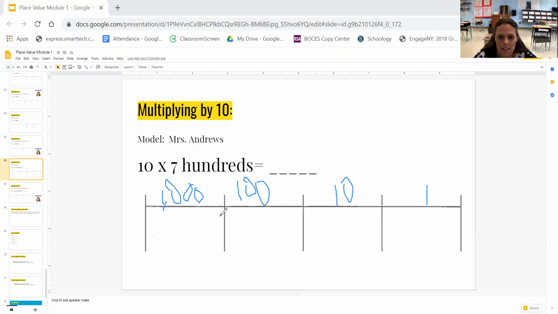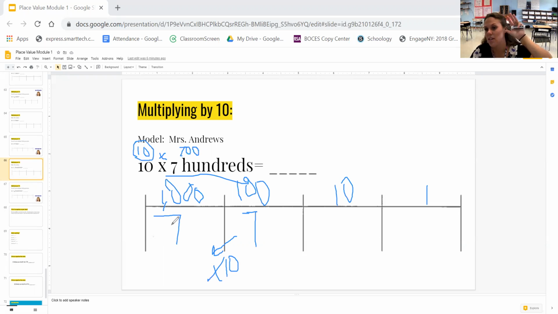Love using the mouse. And I have 7 hundredths. So let's rewrite that. 7 hundredths, and we're multiplying that by 10. Because we're multiplying it by 10, we're moving 1 place value to the left. Multiplying, we know it gets bigger. Times 10, and we should have 7 in the thousands place.